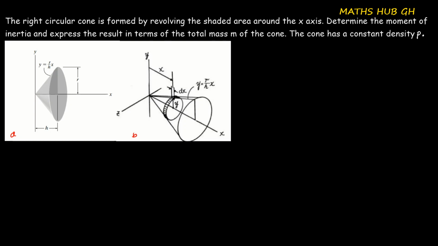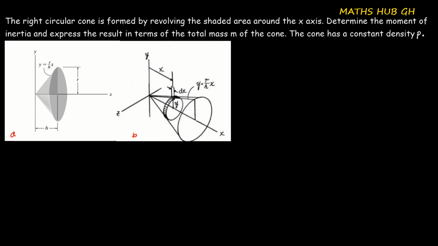So from the figure that we are given, we have our free body diagram, and we are using the disc method. So we have a disc drawn in figure B, which is this disc that we have here. That's the reason I have the disc there, because we are going to use the disc method to solve this question. So we have to determine the moment of inertia and express the result in terms of the total mass m of the cone. Let's look at what you are going to do.